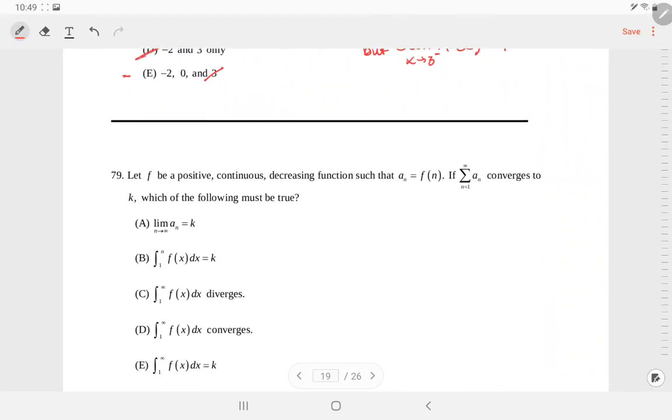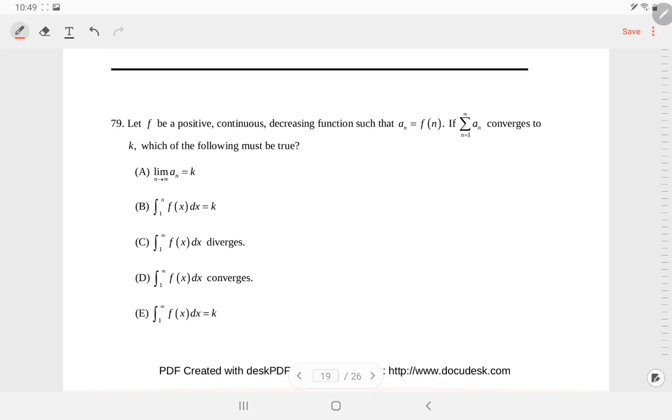Okay, let's see. 79: positive, continuous, decreasing. So positive means it's above the y-axis. Continuous, okay, no holes, no asymptotes, no gaps. Decreasing, okay, going down. Such that a_n is f of n.